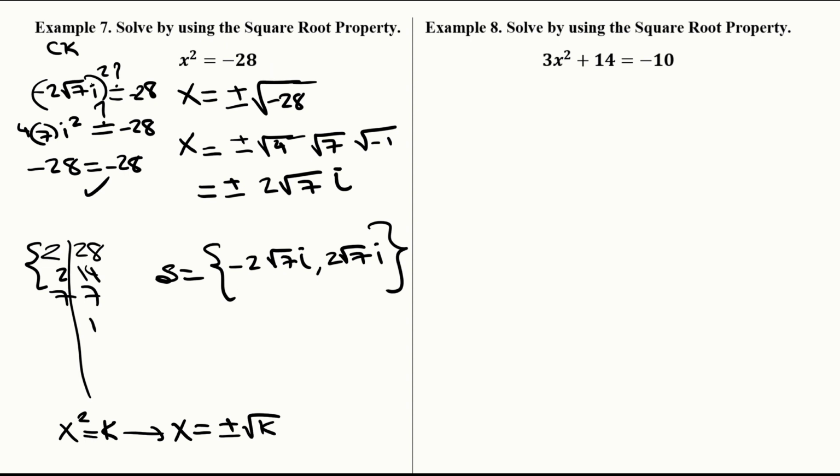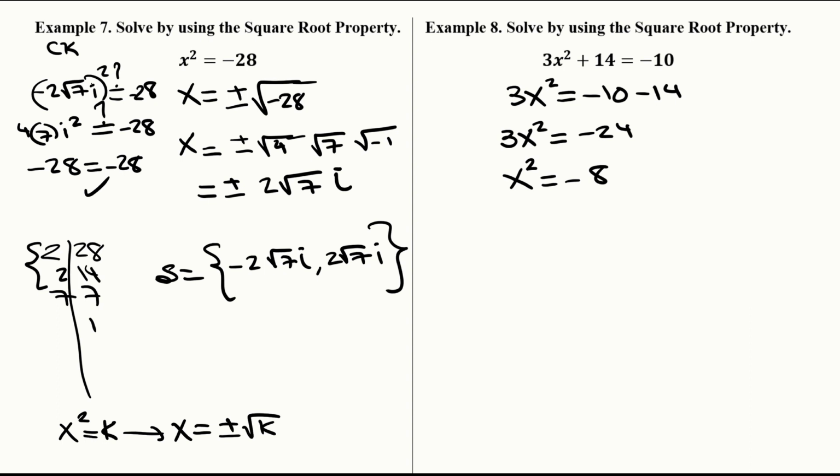All right, so for this problem on the right, we're going to go ahead and move the 14 to the other side. Remember, we want to isolate the x squared first. So we get -10 minus 14. So here we have 3x squared equals -24. We can go ahead and divide both sides by 3 now. So we get x squared equals -8.